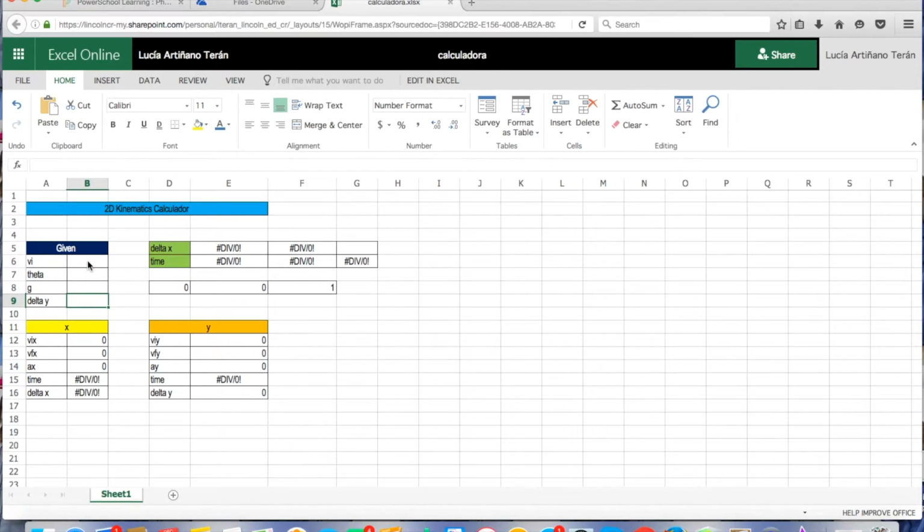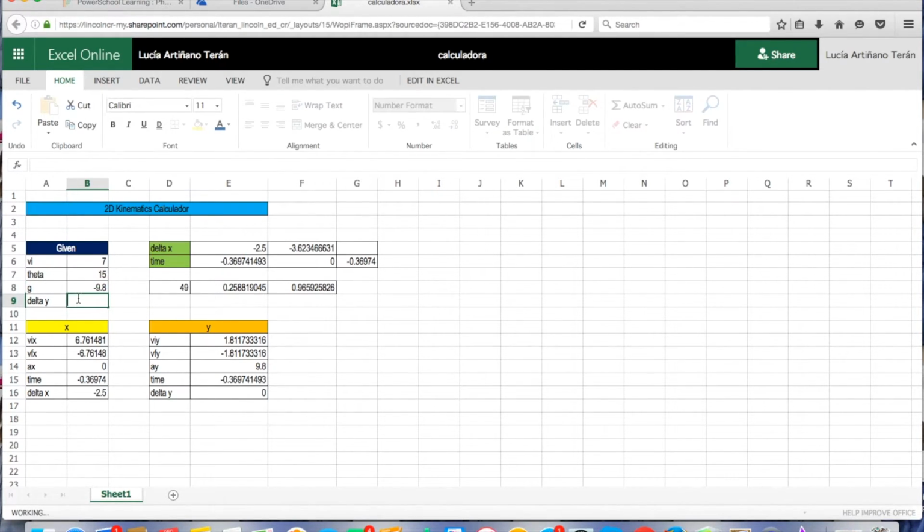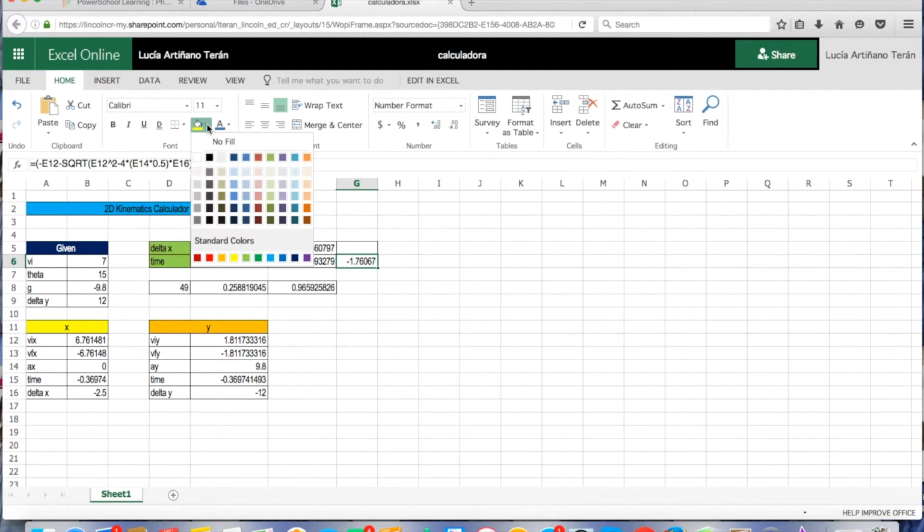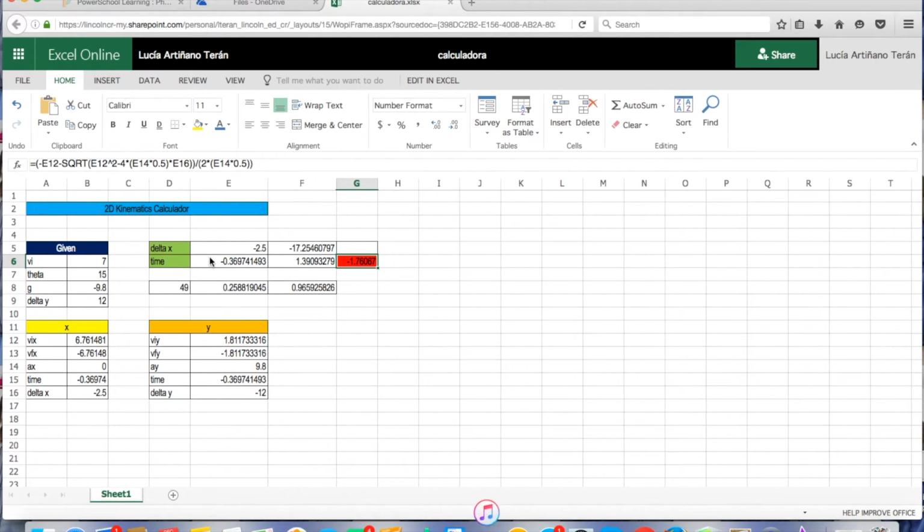For this problem, you insert 7 meters per second as initial velocity. For delta y, 12 meters. For gravity, 9.8, and for degrees, 15. Your answer will be delta x, negative 2.5, but delta x can never be negative, and the time will be negative 1.76 and so on, but time can never be negative, so they both are positive.